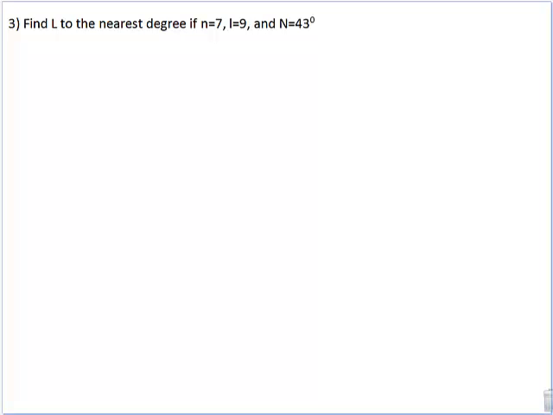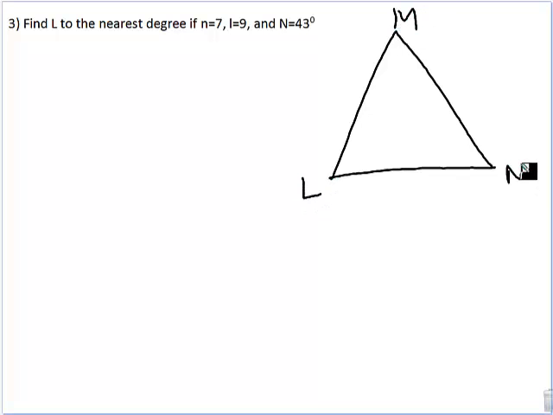Find L to the nearest degree if side N is 7, side L is 9, and angle N is 43. So we first have to draw our triangle out. It's just going to be a triangle all the time. So there, I'm going to label it LMN.